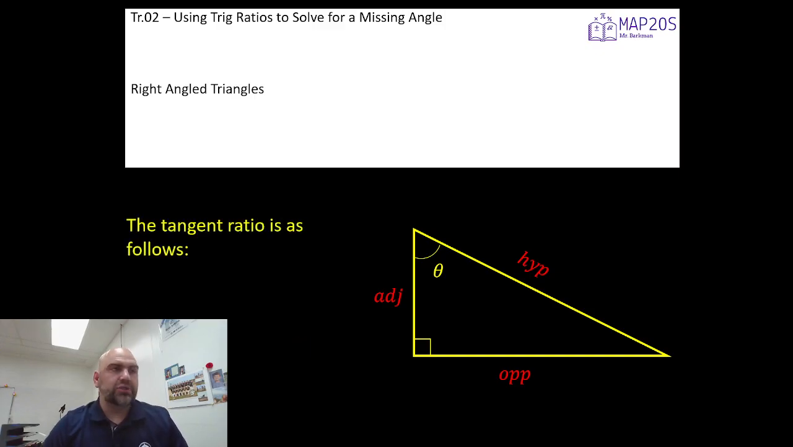All right, the tangent ratio looks like this. Now, you won't necessarily have to memorize this as it's something that will usually be given on a formula page, but tangent of the angle, so we're using a function on the angle, whatever that number is, is equal to the opposite side divided by the adjacent side.